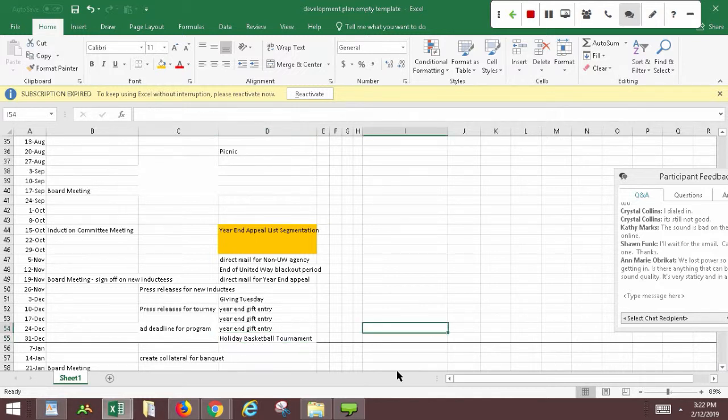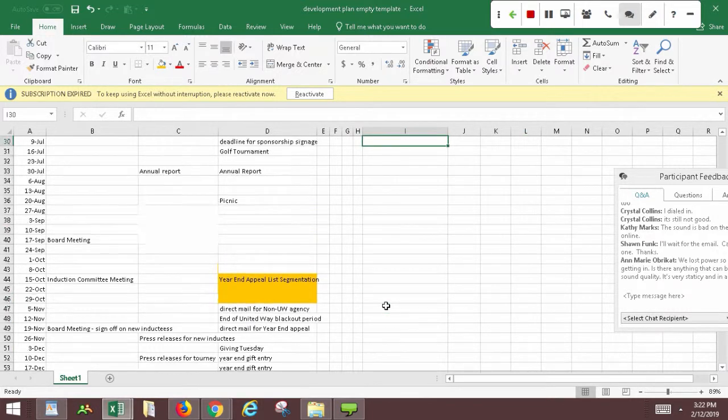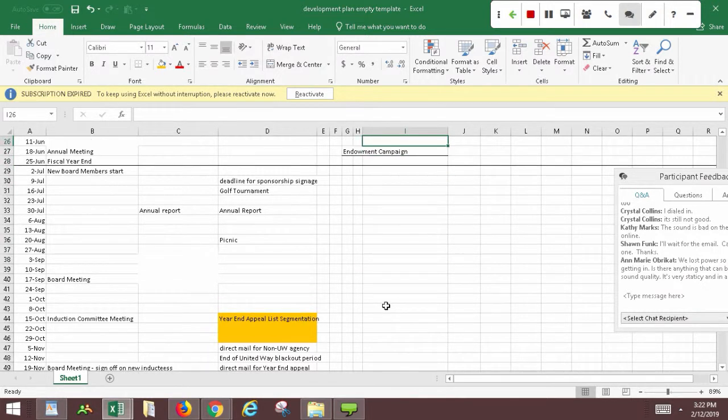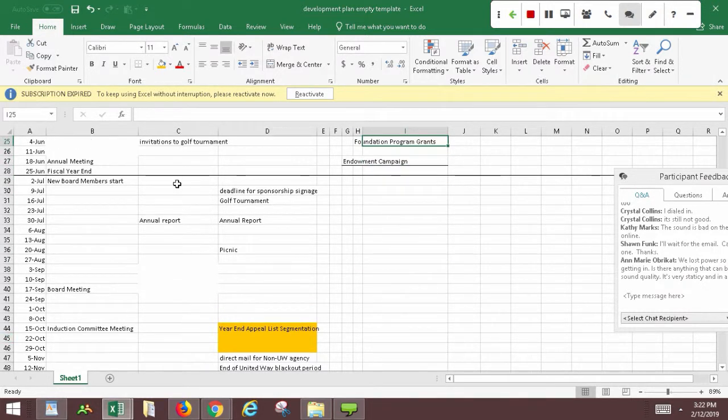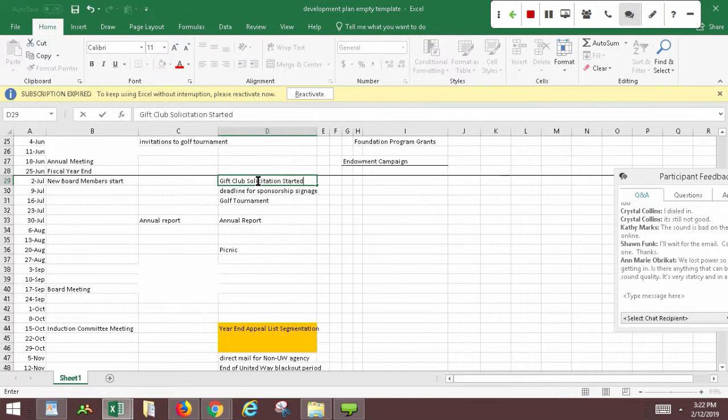So, but what we work our way through here then is now that you're starting to get onto your calendar, I actually kind of forgot something altogether. So we had new board members starting in July, which is when our major gift, our gift club solicitation started. And we tried to wrap that up before the year-end appeal to everybody went out.